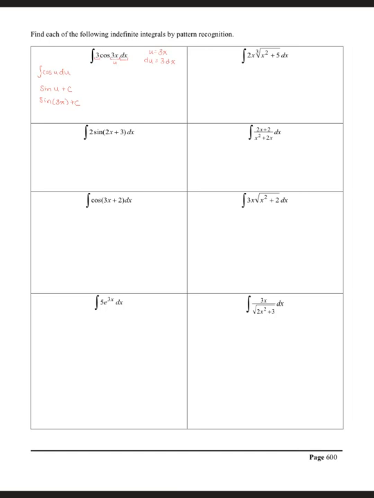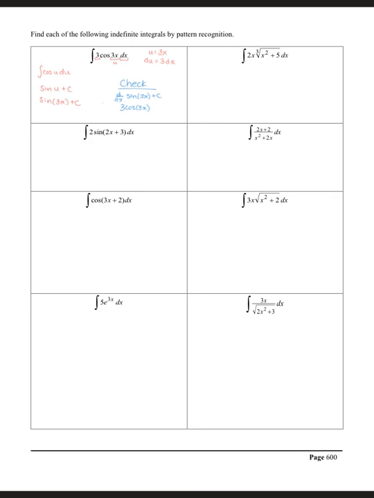Okay, now anytime that you are doing u substitution, it is always a good idea to check. The way that you check is you just take the derivative. So d/dx of sine of 3x plus c. The derivative of sine is cosine, and then you need to do the chain rule. So the derivative of 3x is 3, and that's what you started with. Okay.